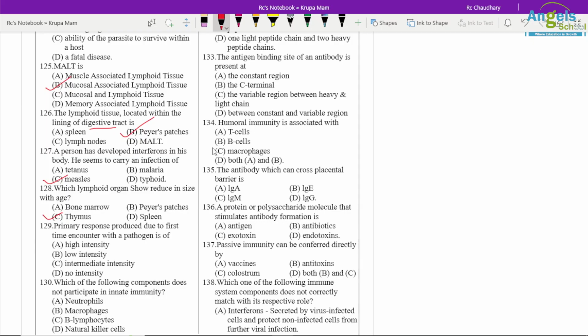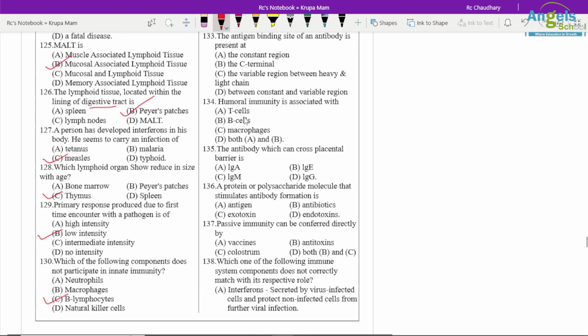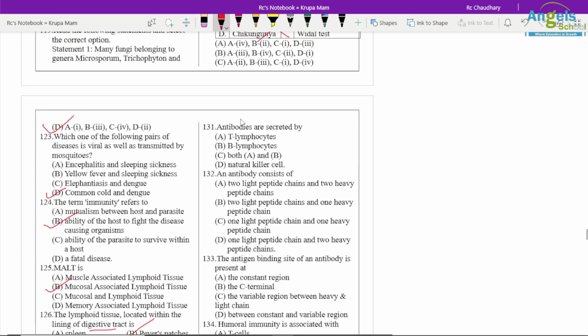Primary response is produced due to the first time encounter of antigen or pathogen, which is very low in intensity. It's called primary response. Which of the following components does not participate in innate immunity? B cells, B lymphocytes, do not participate in innate immunity. Antibody is secreted by B cells. An antibody consists of two heavy chains and two light chains. So option 1 is correct only.